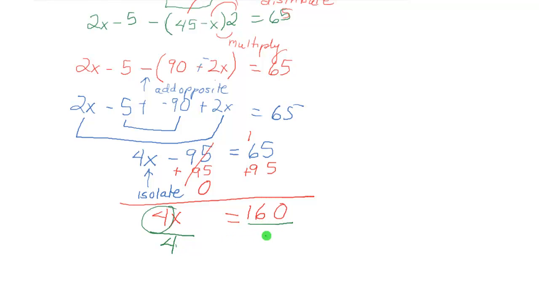And whatever you do to one side, you do to the other. So divide that side by 4. So now here, 4 divided by 4 is 1. So here we have 1x, which is x. And then 4 divided into 160 is 40. So your final answer for x is 40.